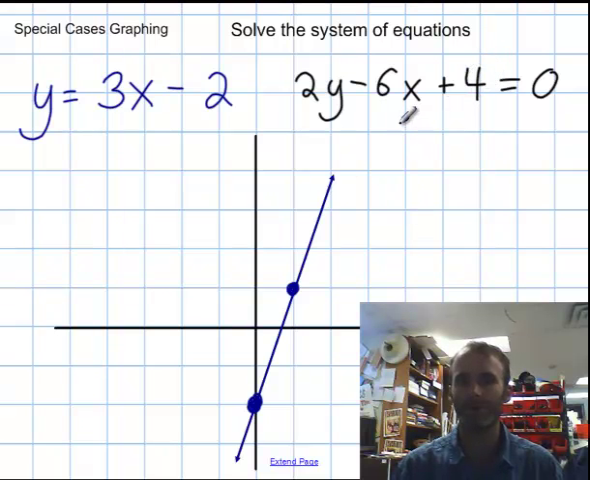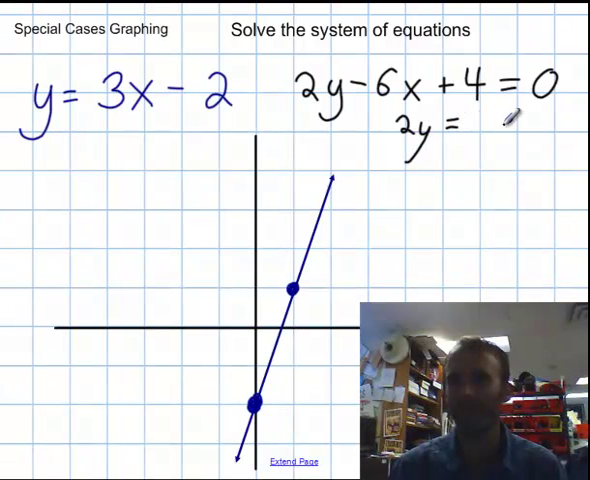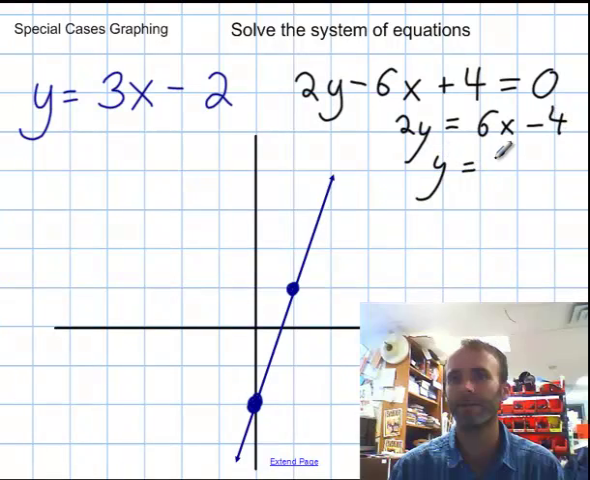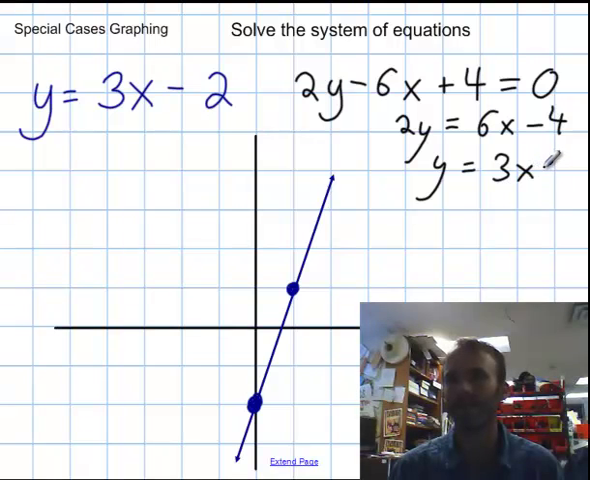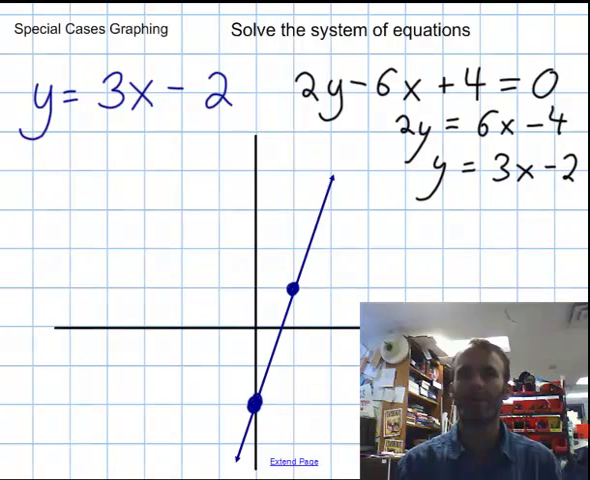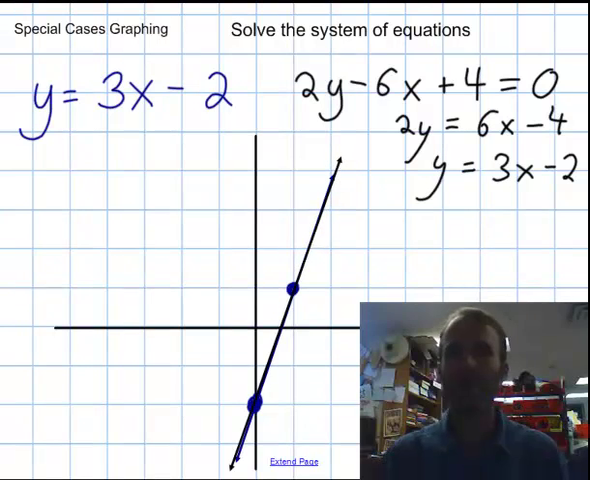Now when I put this in slope-intercept form, I'm going to skip the scaffolding on this one. I get 2y is equal to 6x minus 4, divide everything by 2, and I get y is equal to 3x minus 2. So you can see that these are the same lines now. These are both the same equations, so they're the same lines. What does that mean when I graph it? Well, the same line graphs the same exact way. So how many solutions do you have?